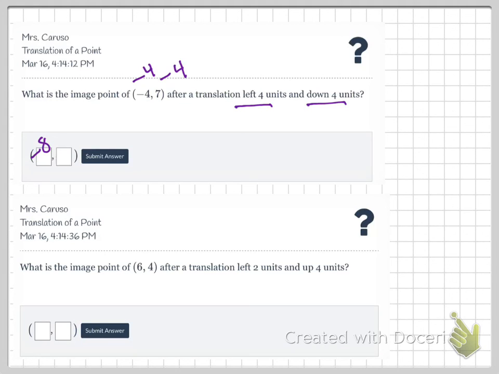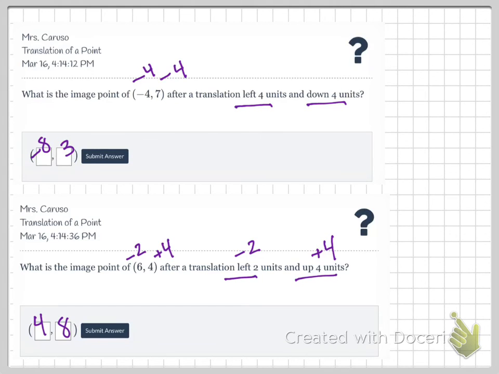The next one, negative 4 and a positive 7. Sign of the higher number, subtract: 3. So it's negative 8, 3. And what I believe is the last one, we get left 2, up 4. So we have a 6 and a negative 2 is 4. And 4 is 8. And our answer is 4, 8.